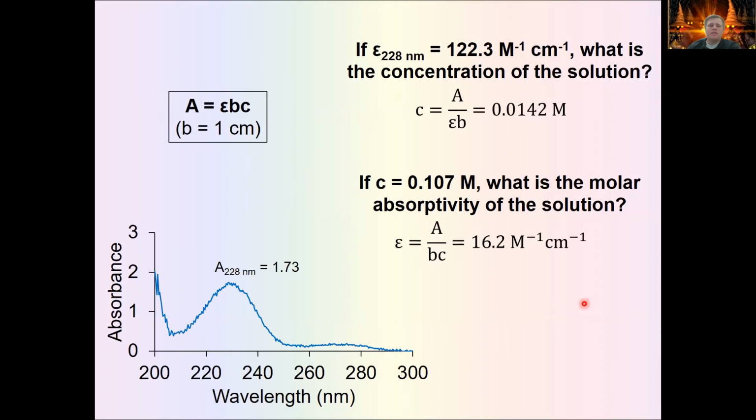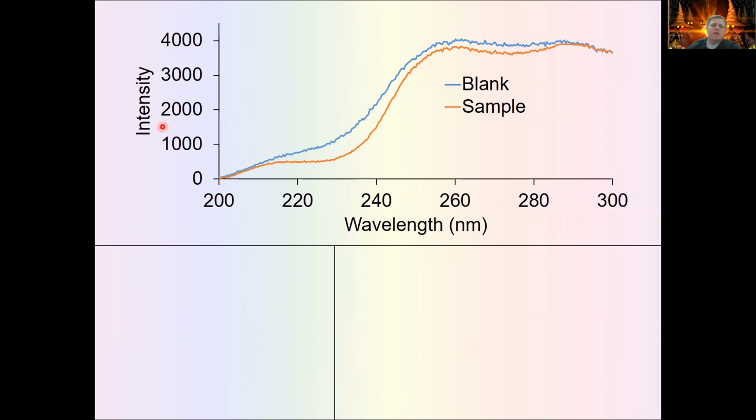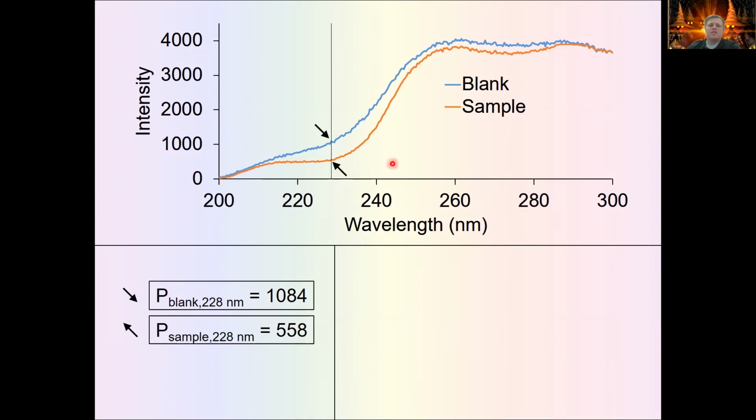Now let's back up a little bit. Instead of giving you the absorbance data, what if I just give you the intensity of these spectra between 200 and 300 nanometers and ask you some questions about this? Let's still stick at 228 nanometers, but say that the intensity for our blank was 1084 and our intensity for our sample was 558.